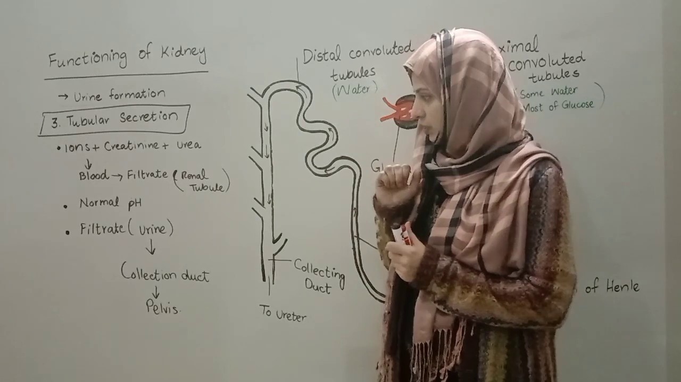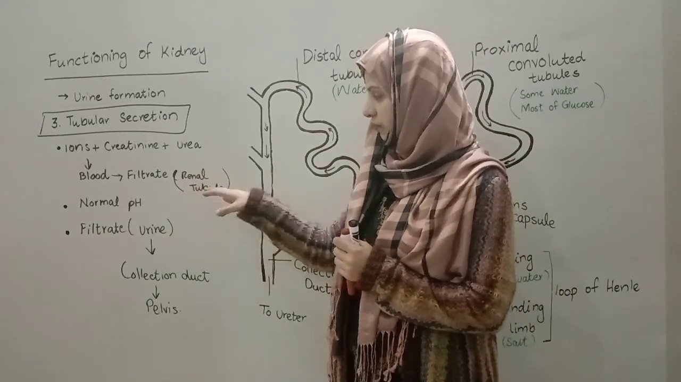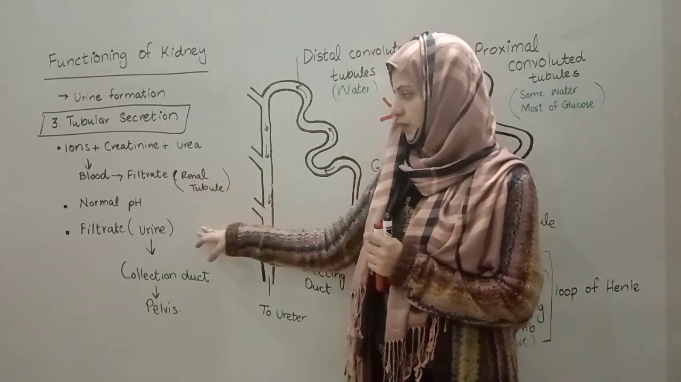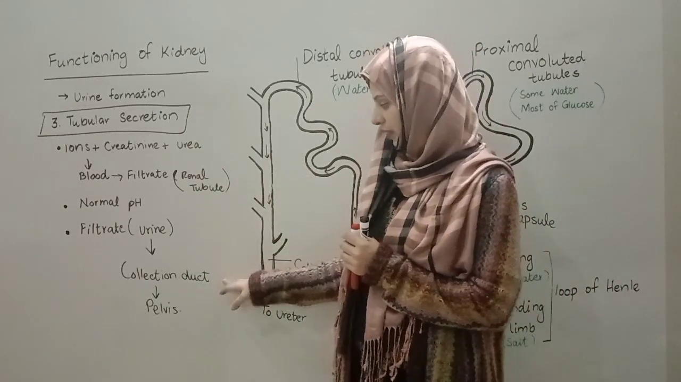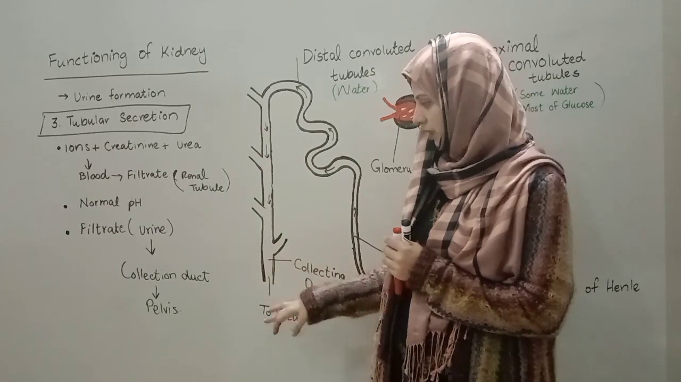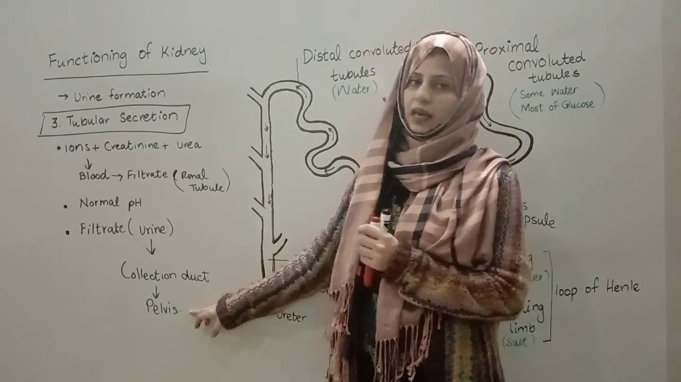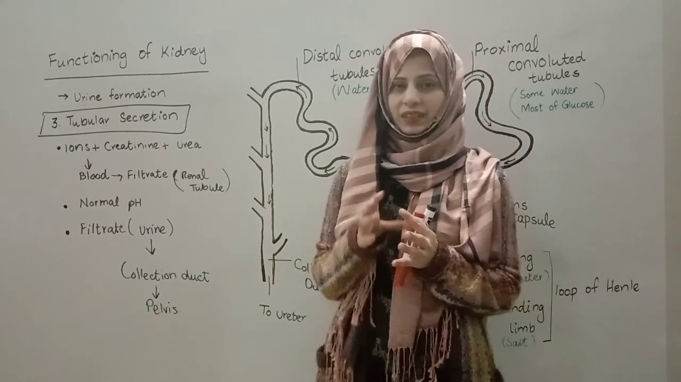At this stage the filtrate present in the renal tubule is called urine, which moves into the collecting duct, and from the collecting duct towards the pelvis. That's all about the third step.